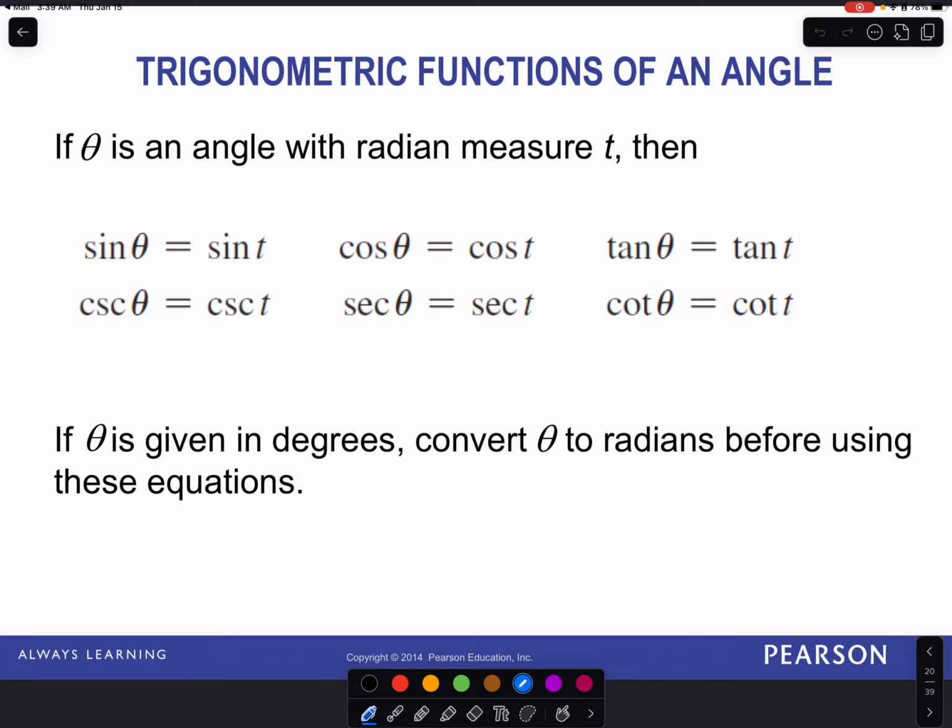So trigonometric functions of an angle. If theta is an angle with radian measure t, then the sine of theta equals the sine of t, cosine of theta equals cosine of t, so on and so on. If theta is given in degrees, convert theta to radians before using these equations. So theta is an angle with a radian measure t. Again, if the angle is given in degrees, we need to convert from degrees to radians. Then we can do this.